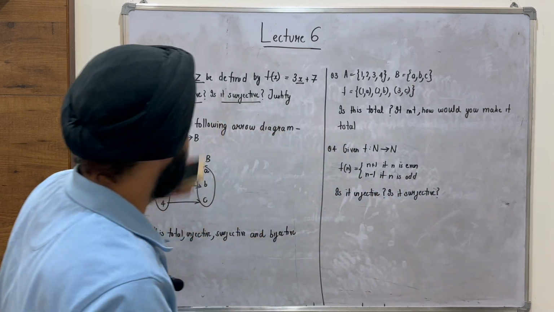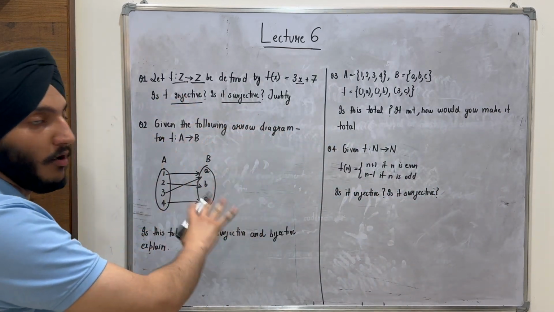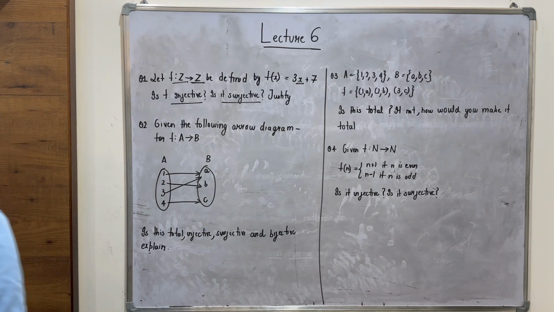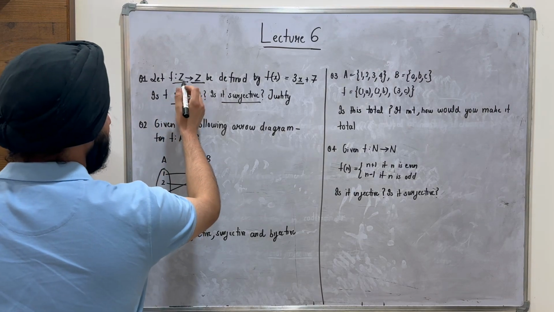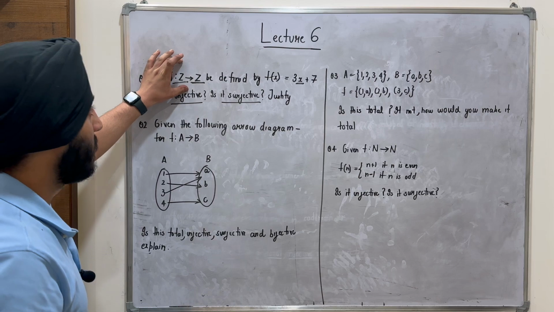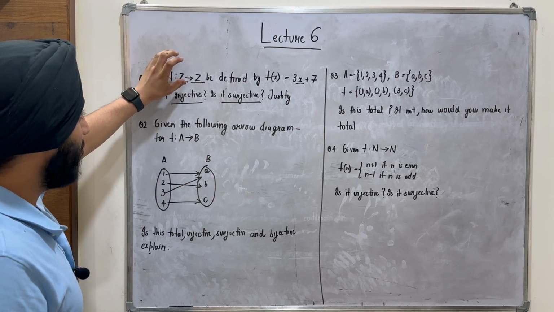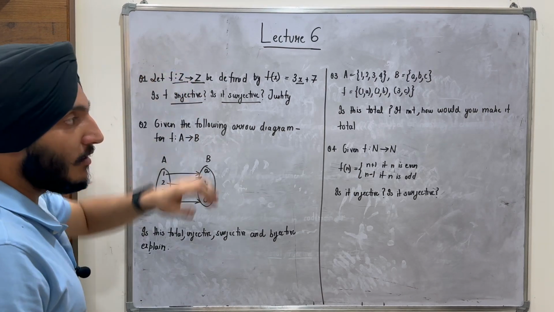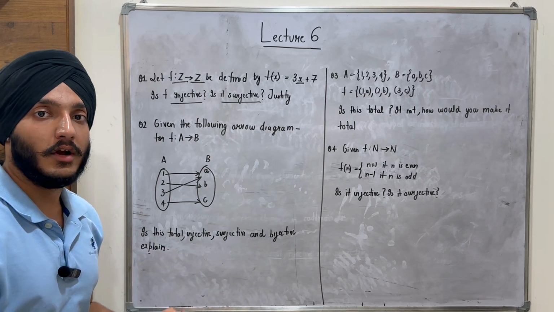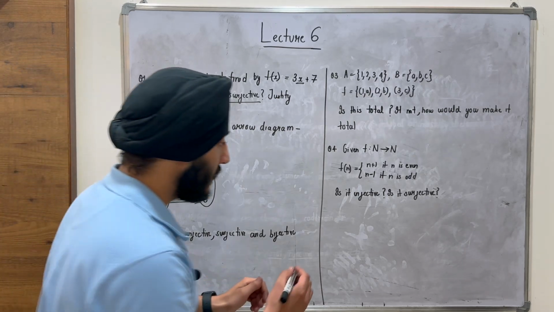This is a tricky question. This is the most important one for this lecture as of now. Let f be a function from Z to Z. If you don't understand what this means, it is a function from the set of all integers to the set of all integers. Now, what is the set of all integers?